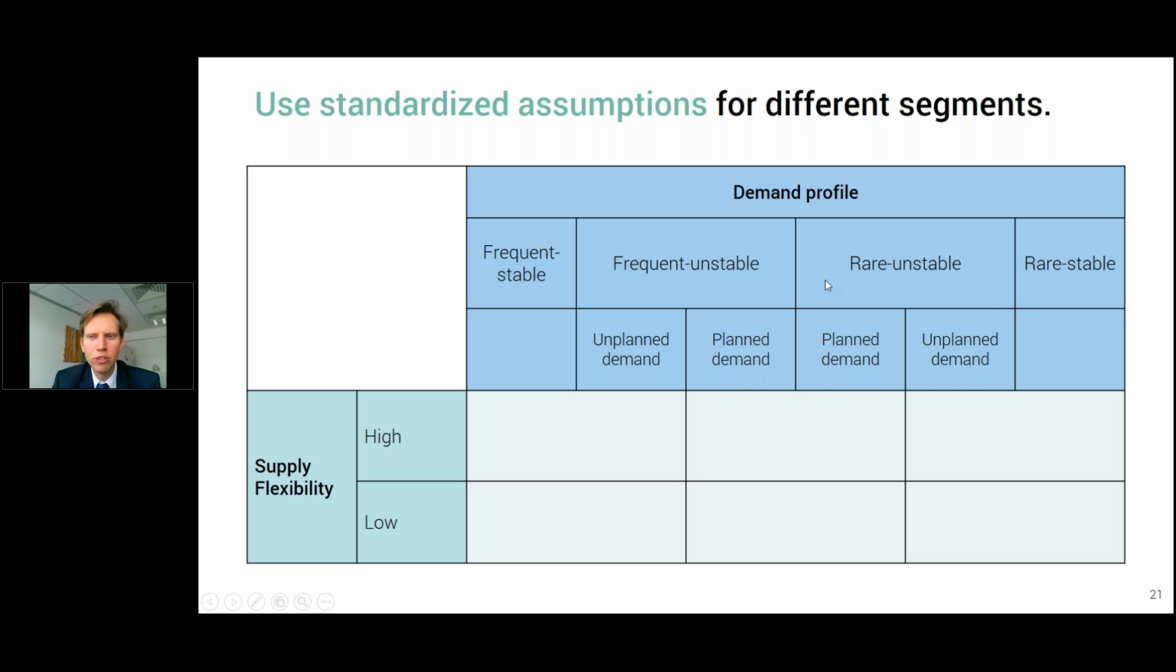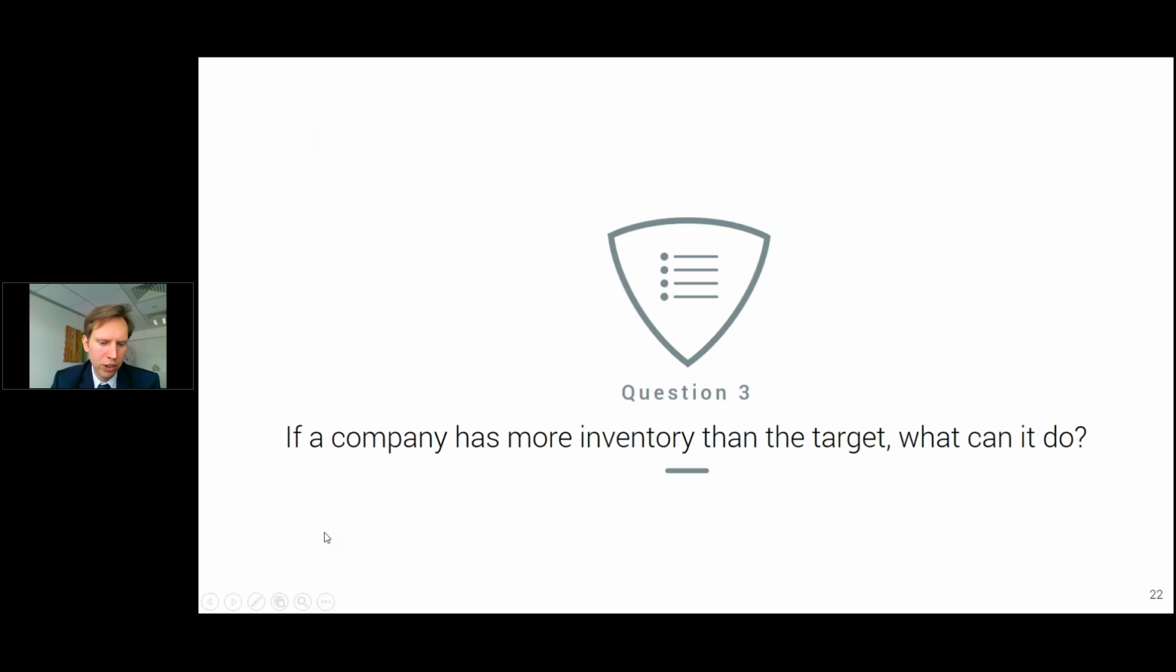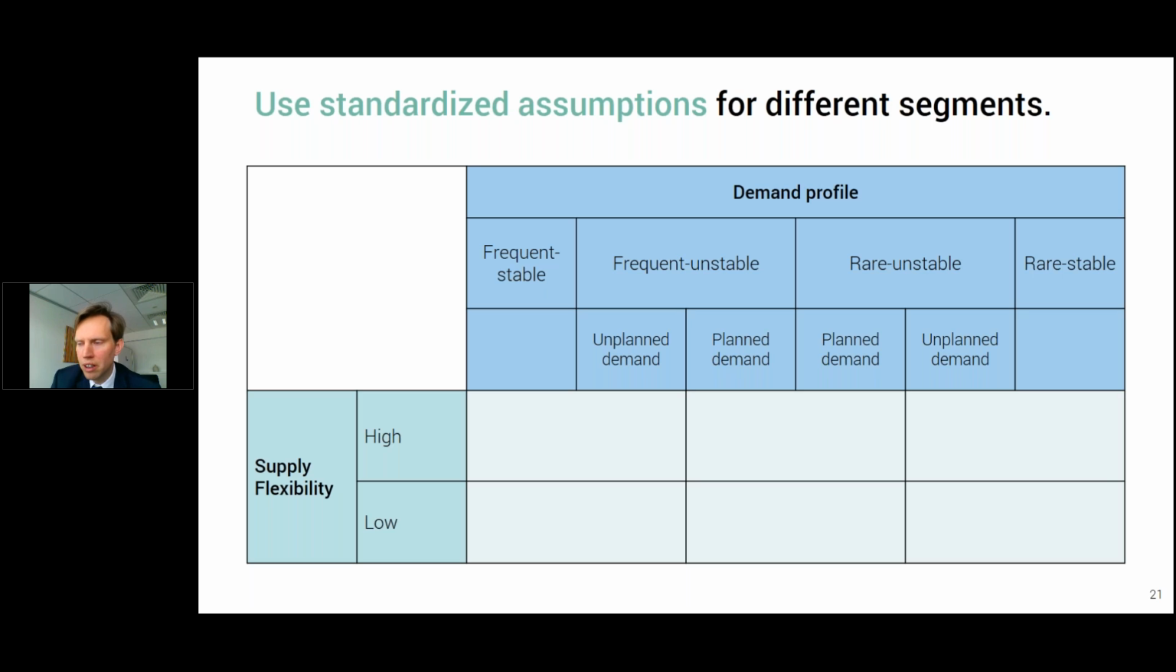And in that way, for each of those demand profiles, we can use similar assumptions to calculate the different types of inventories. And on the other hand, we can take into account supply flexibility. Is the supply very flexible or very responsive, or are there a lot of supply constraints? Also there we can use different assumptions. By using this kind of grid to set the most important assumptions, the rest of the calculations can be done on a stock keeping unit level, without too much complexity or difficulty.